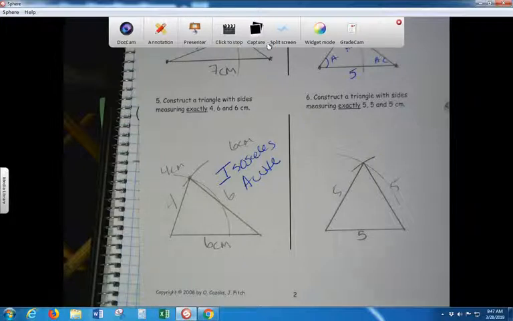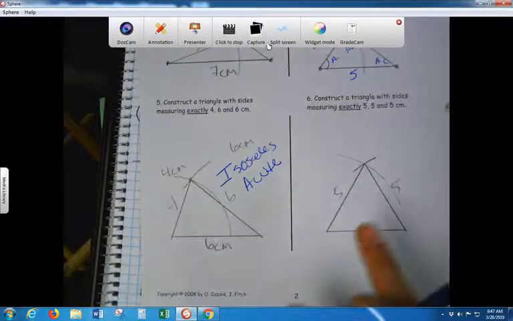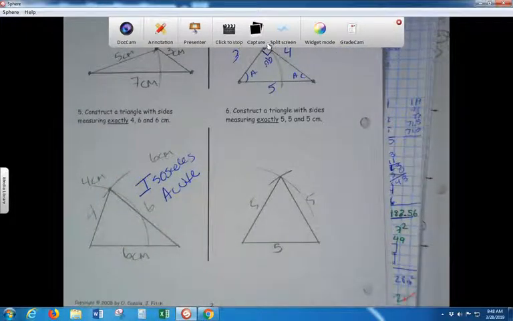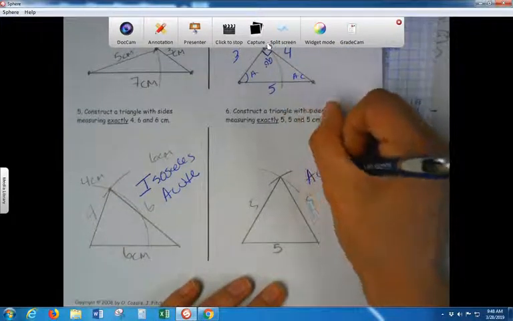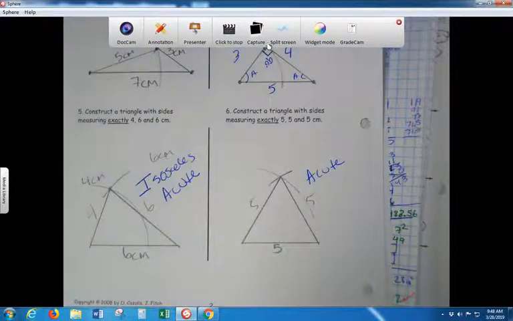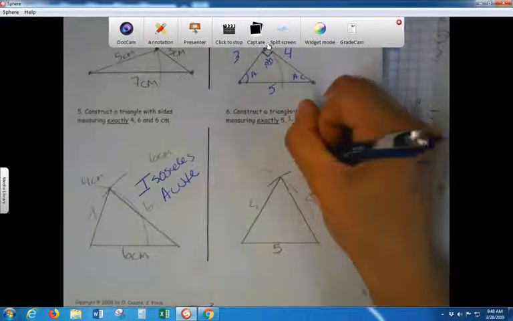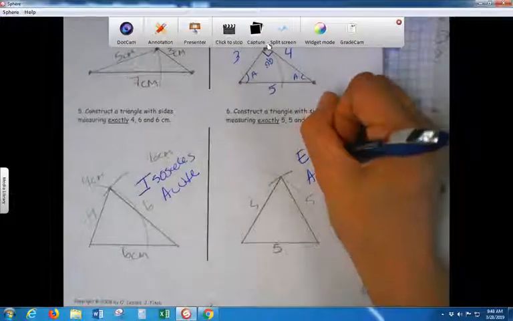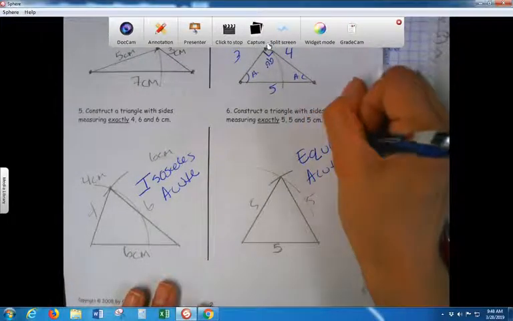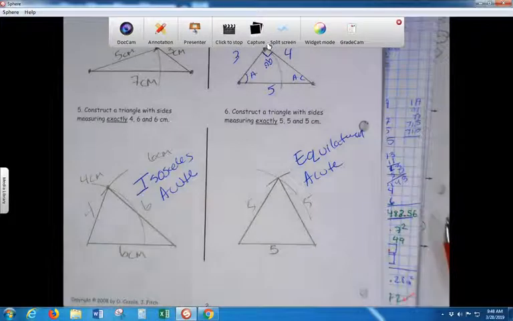Are you doing this? Don't just copy. Don't just blank out on me. Literally pick this up and measure your angles. Okay, number 6. It is acute. Equilateral. Very good. Okay, name number 8. Name number 8.